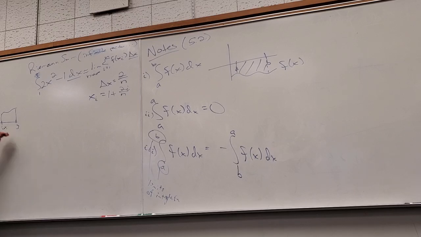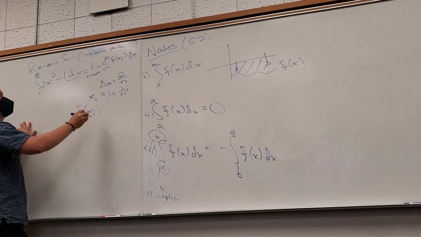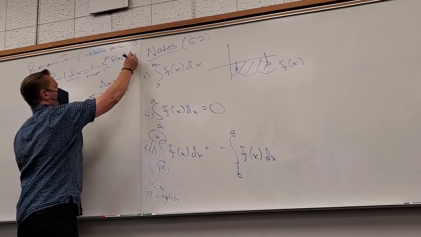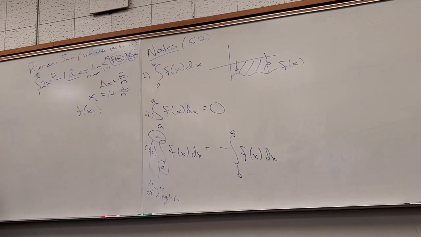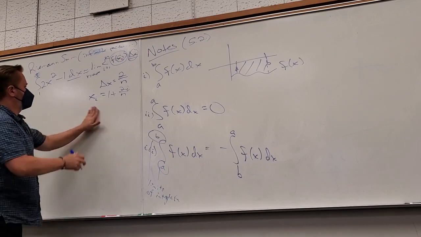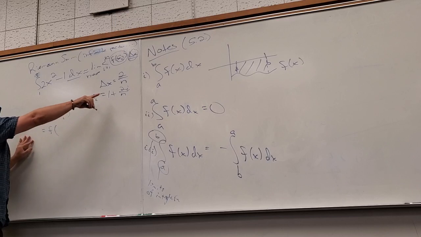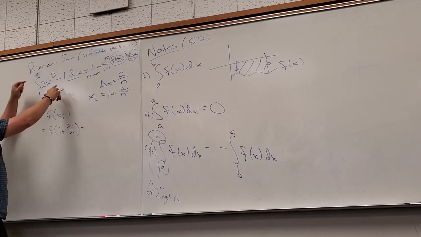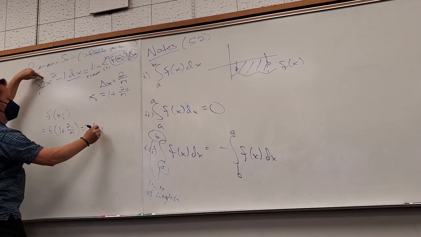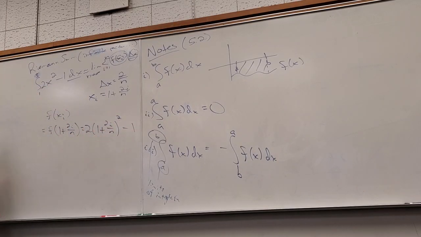Now I can do f of xi. And again, this tells you, I need this, I need this, I need this. It tells you what you need. So what would f of xi be? f of xi would equal f of 1 plus 2i over n. So that would be 2 times (1 plus 2i over n) squared minus 1.